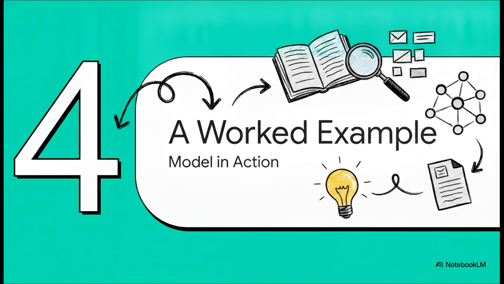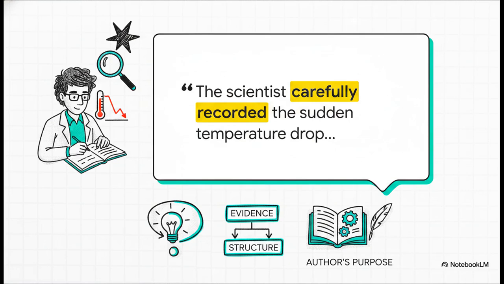Section 4, a worked example. It's time to put our theoretical model to a practical test. Take a look at this short snippet. The scientists carefully recorded this sudden temperature drop, realizing this single data point proved the entire theory. Read that over and start spotting the clues. What's the evidence? How is it structured? Why did the author write it this way?